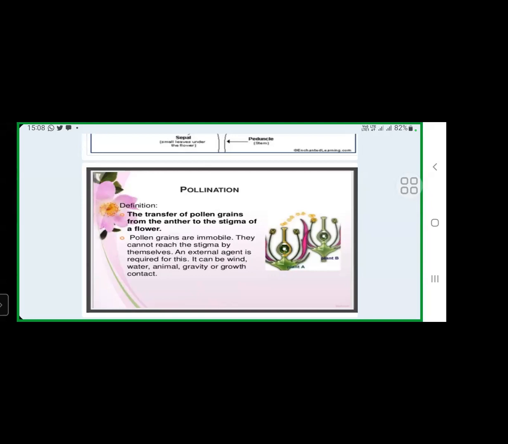The pollen grains are immobile. They cannot reach the stigma by themselves, so some external agent is required for this process. It can be wind, water, animals, gravity, or growth contacts. These are the pollen grain transfer agents. Generally, the pollen grain is at a two-celled or three-celled stage.